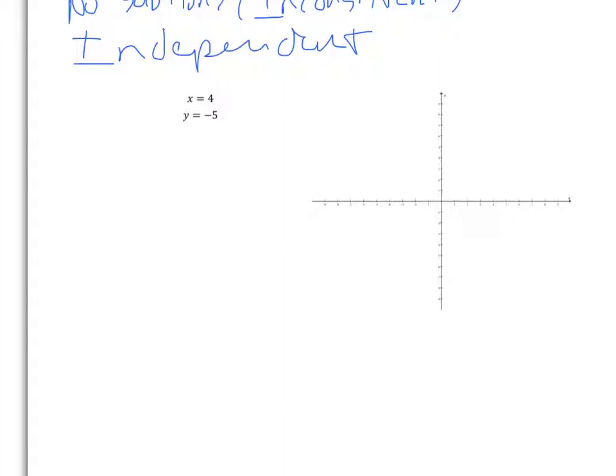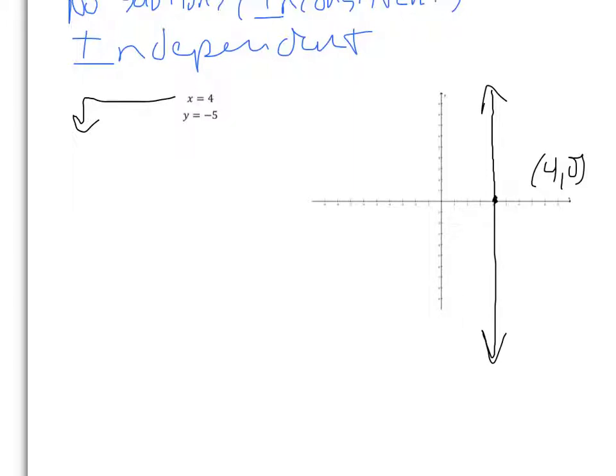Now, if you recall, x equals 4 is a vertical line with x-intercept (4, 0). Looks about like that. Now, graphing the second one, y equals negative 5. Well, y equals negative 5 is a horizontal line that has a y-intercept at (0, negative 5). Now, there is an intersection point to this. That is this point right here.